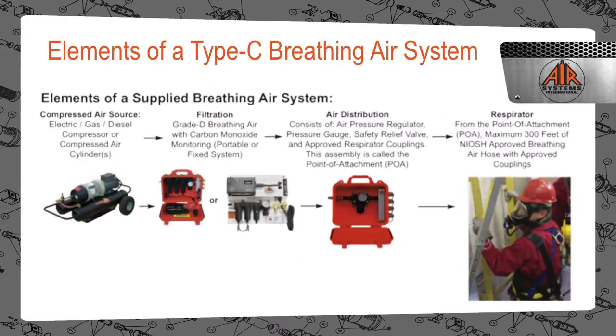A Type C breathing air system will include these four components. Number 1, compressed air source. Number 2, filtration. Number 3 would be the air distribution, and number 4 is the respirator.